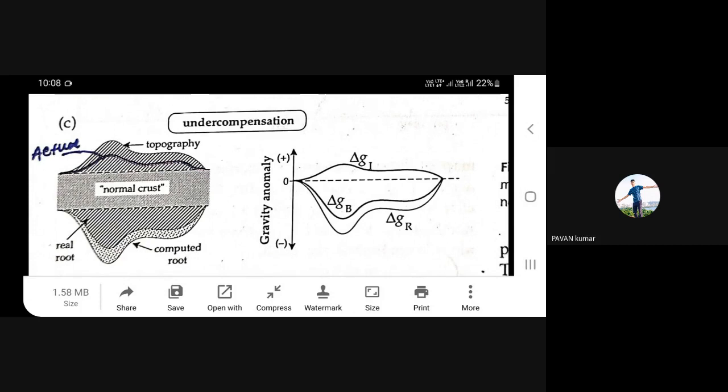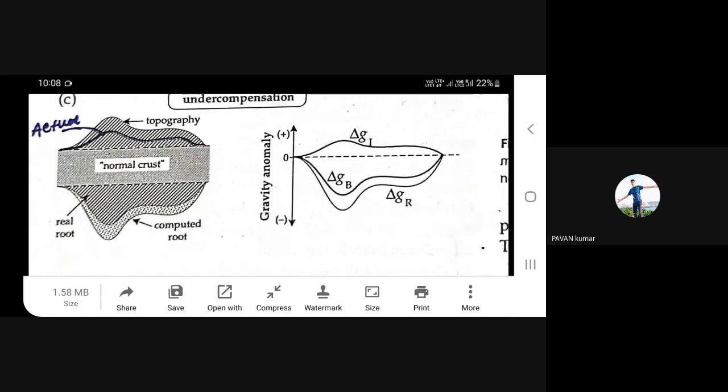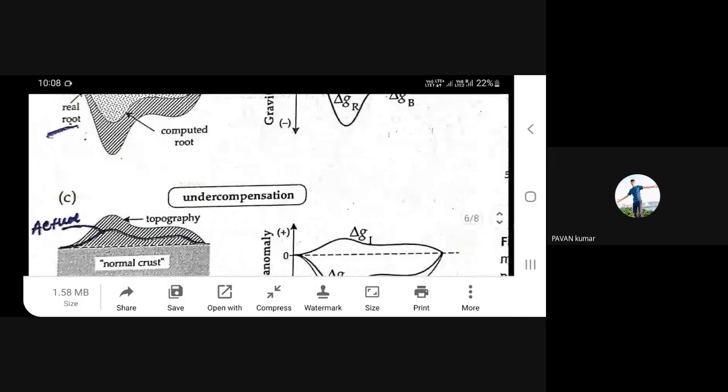Here both roots are negative, but the isostatic gravity anomaly is the difference between the Bouguer gravity anomaly and the computed anomaly because of your root. Here the computed root is more negative than the Bouguer gravity anomaly. So here you get an isostatic gravity anomaly that is positive. So you get to know these three concepts.